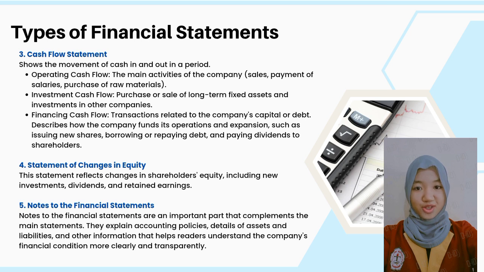Operating cash flow. The main activities of the company: sales, payment of salaries, purchase of raw materials. Investment cash flow. Purchase or sale of long-term fixed assets and investments in other companies. Financing cash flow. Transactions related to the company's capital or debt. Describes how the company funds its operations and expansion, such as issuing new shares, borrowing or repaying debt, and paying dividends to shareholders.